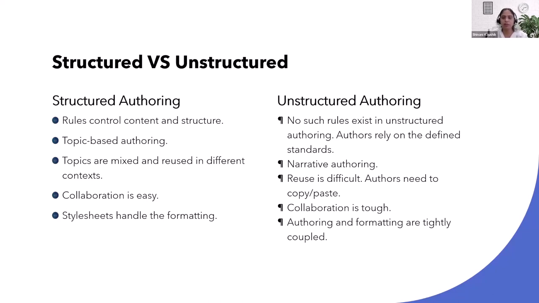In the structured form of writing, collaboration is easy because authors work on topics. On the other hand, collaboration is tough since content is tied to the layout and authors usually have one source file to work on. Last but not the least, a stylesheet handles the formatting in structured format. XML backend architecture powers the content. Whereas in narrative form, the authoring and formatting are tightly coupled. Authors need to take care of formatting a lot. I mean, it's a full-time task to just look at the formatting. Is everything correct in the published output?